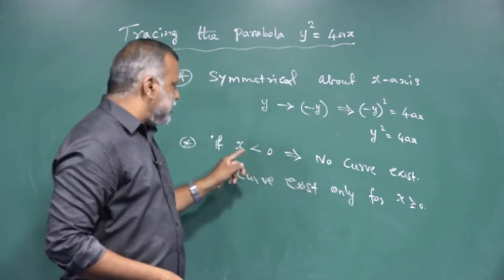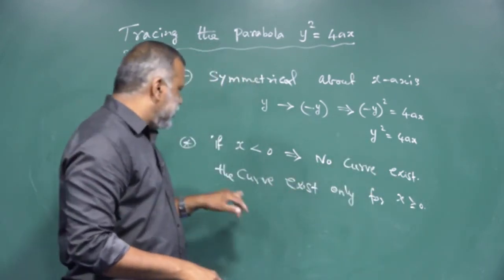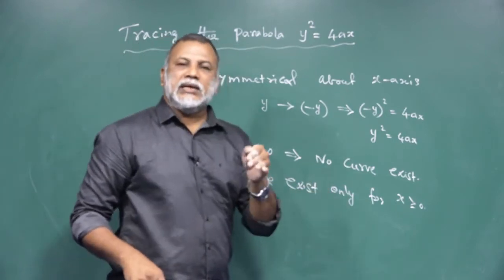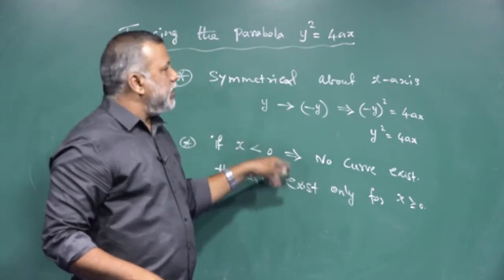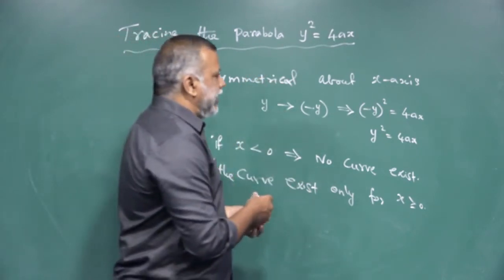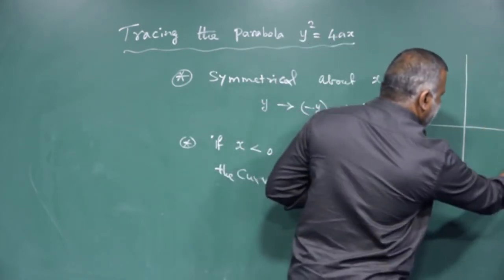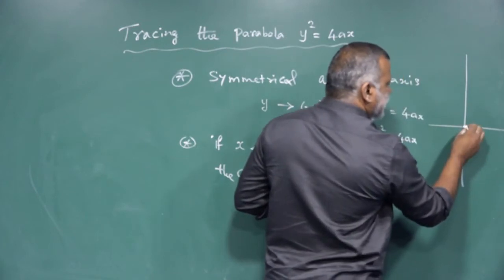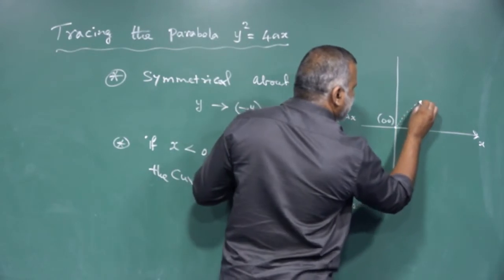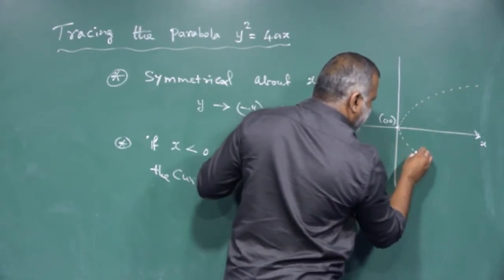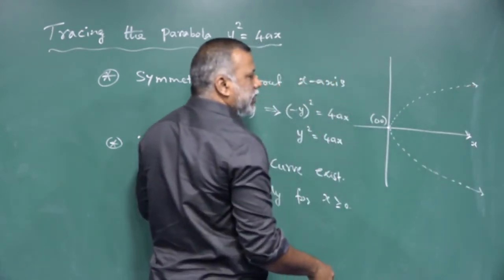And the second point is, if x is less than 0, the curve does not exist. The curve exists only for x greater than or equal to 0. With the help of these two logics, now we are able to draw the diagram of the parabola. Now listen, this is the x-axis, this is the origin. And this is the parabola y squared equal to 4ax.